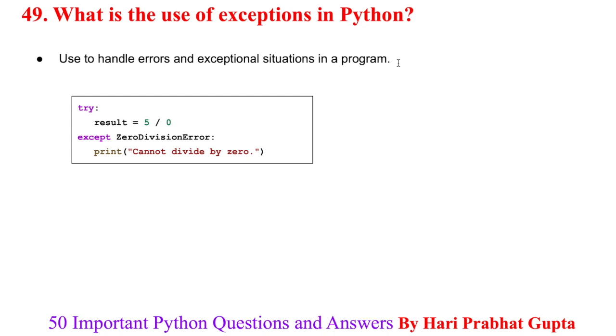The basic syntax of using exceptions in Python is the try except block. The try block contains the code that may raise an exception, and the except block contains the code that handles the exception. If an exception is raised in the try block, the interpreter will jump directly to the except block to handle it. So here in this example code, ZeroDivisionError may occur when trying to divide by zero. The try block attempts to perform the division operation, and if an exception occurs, the except block is executed and the message cannot divide by zero is printed. This way the program can handle the error gracefully instead of crashing.